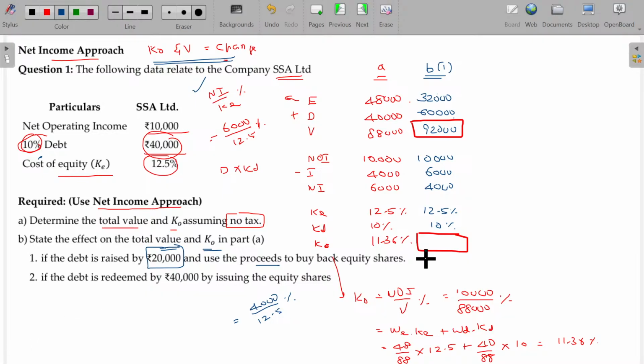Now what about the KO? For the KO, you can use the formula here. Overall NOI being 10,000. Now the company's value being 92,000, and cost of capital being 10.87%. Company management and financial advisors are planning to work for less. So rather than working for the 12.5% equity shareholders demand, they want to work only for 10.87%. Okay, that's what the NI approach says.